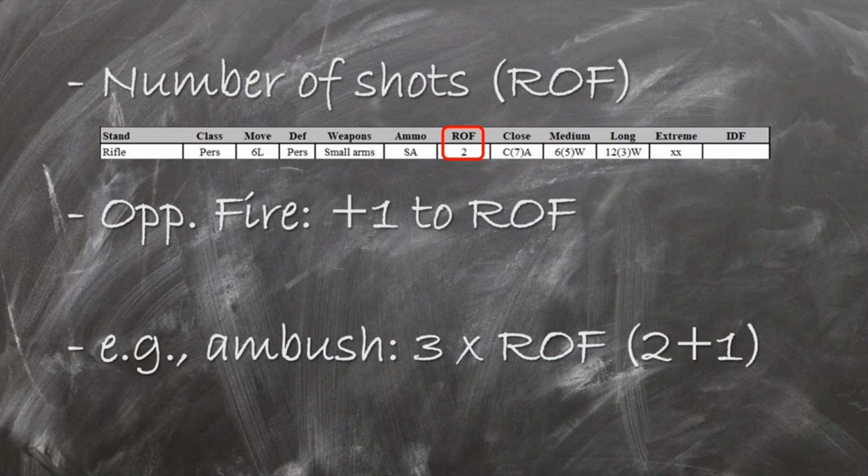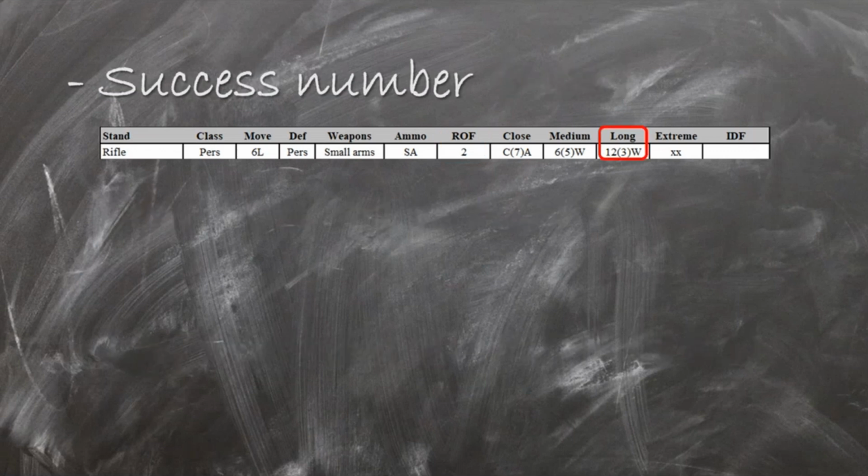So let's say these Germans are ambushing the approaching Soviet company. So they're going to get 3 stands, each with a rate of fire of 2 + 1 is 3. So they're going to be rolling 9 dice here for their hits. For each of those dice, you need to figure out what the success number is.